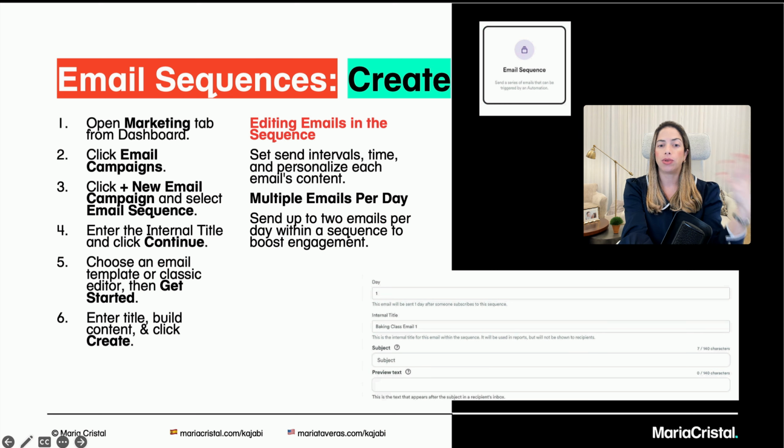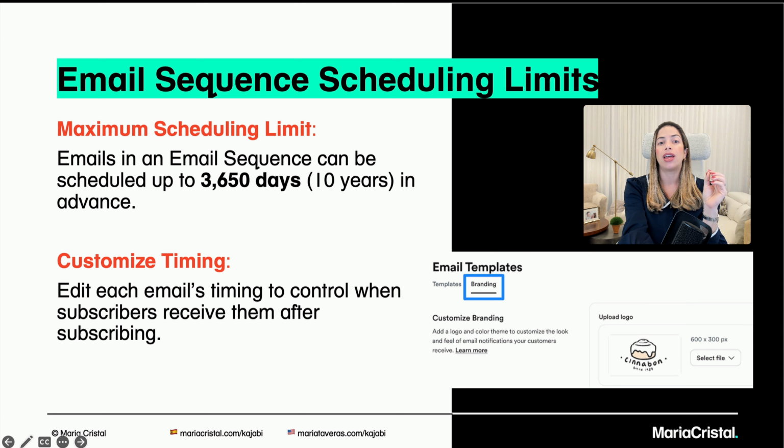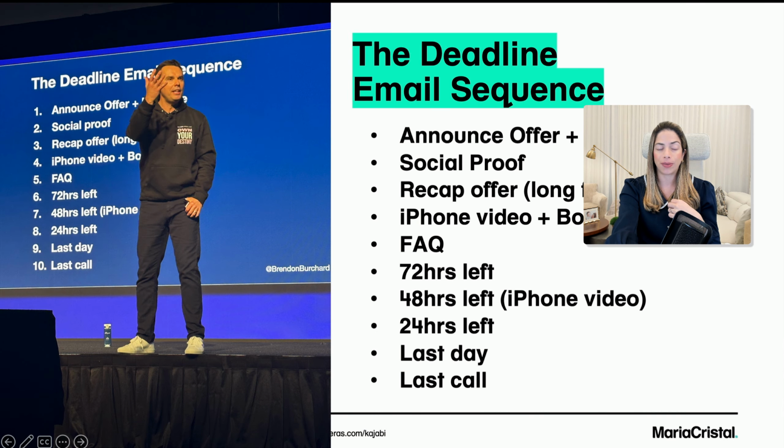So to create this, we will dive into Kajabi right now to see it. But I just wanted to make sure you understand before that there are scheduling limits. An email sequence can be scheduled up to 3,650 days in advance. That's 10 years. So imagine this flexibility that will help you in planning a very long-term nurturing sequence and automating the engagements if you want. For each email sequence, please set the exact number of days after the subscription when the email is sent. You can always customize the timing there.